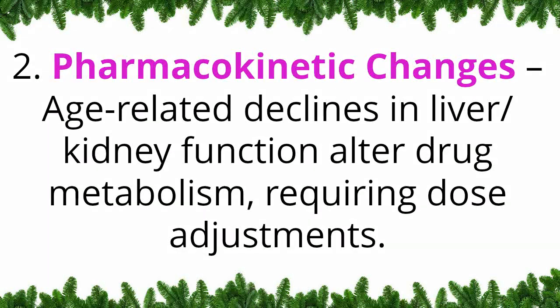Okay, then we have pharmacokinetic changes that happen as one ages. So age-related declines in liver and kidney function alter drug metabolism, and this may require dose adjustment. You find that in most general practice, when screening or prescribing for the elderly, they just count them as ordinary adults and give them adult doses without necessarily making some drug adjustments.